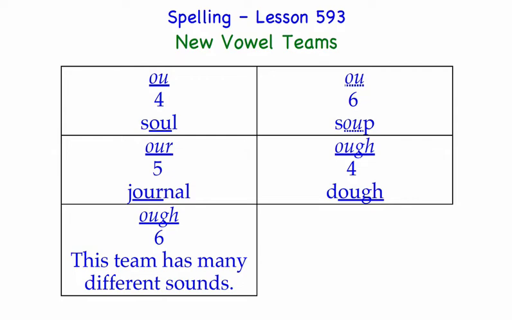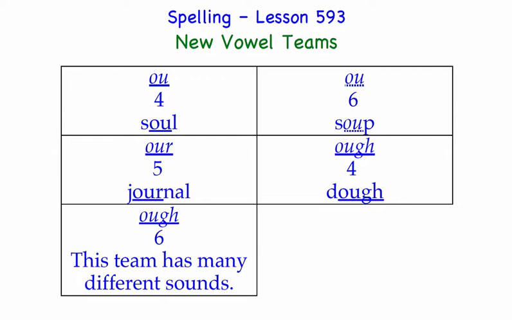Now we have a third sound that OU represents as a vowel group 6 team, and that is the sound oo, as in soup. So when OU represents the sound oo, as in soup, you draw a dotted underline under OU to indicate it's representing its third sound as a vowel group 6 team. Also, OUR is a 3-letter vowel group 5 team representing the sound. Now, we also have OUGH.